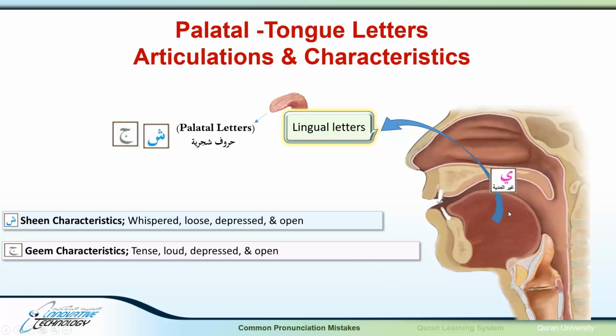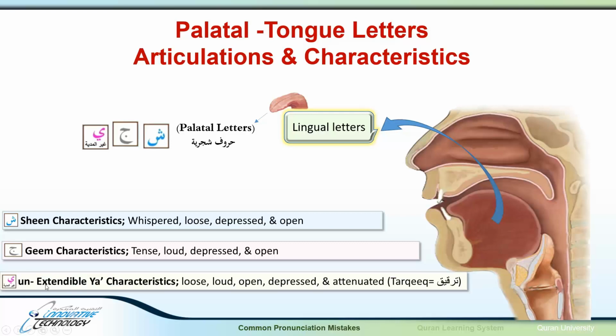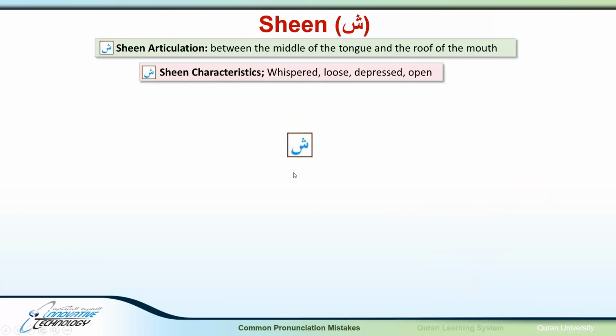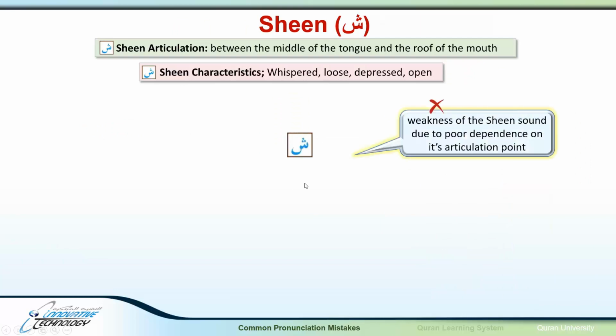The third one is the ya غير المدية, the non-extendable ya. And this one is characterized of being loose, loud, open, depressed, and attenuated. It has tarqiq characteristic. So the ya غير المدية is different from the extendable ya, which is a vowel. And we'll start with the common mistakes of the sheen. The first one is weakening the sheen sound due to poor dependence on its articulation point. Let's give an example.